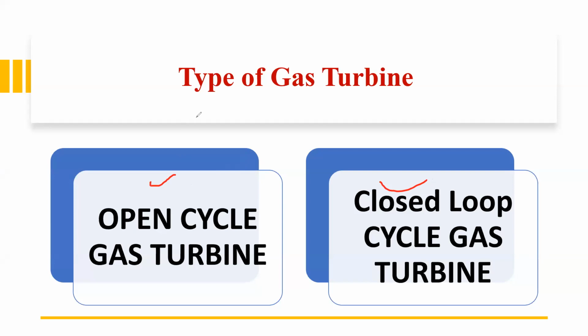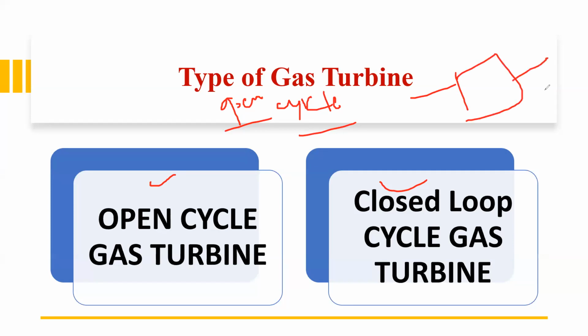First of all, we understand what is meant by open cycle and what is meant by closed cycle. Let us consider with respect to the plant. Suppose this is your plant. In a gas turbine power plant, the gas flows from the compressor to the combustion chamber, and then from the combustion chamber to the turbine. After the turbine, the exhaust gas is released into the atmosphere.